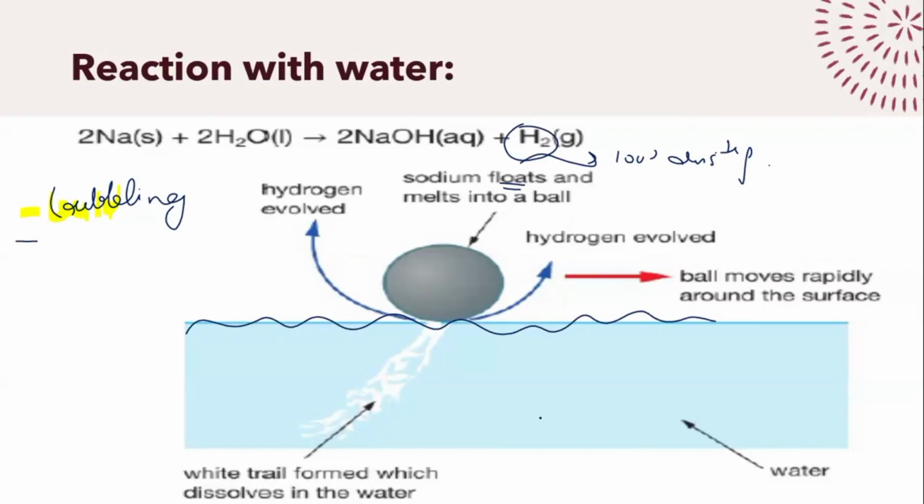And then if you decide to test the solution, you will see slowly the piece of sodium will get smaller and smaller and smaller, and then it will disappear. And if you decide to test the solution towards the very end, you will see that the pH of the solution will be alkaline.